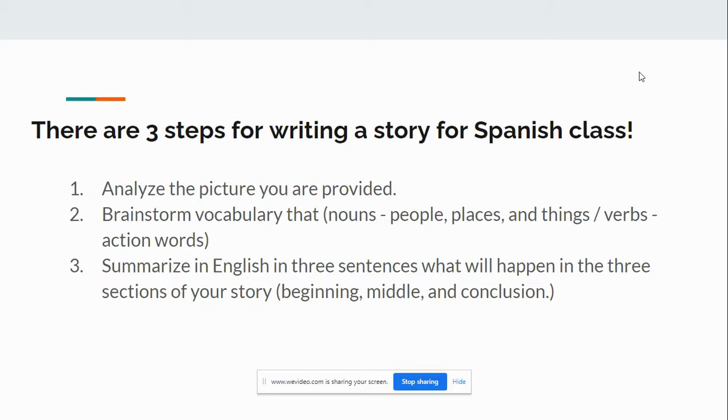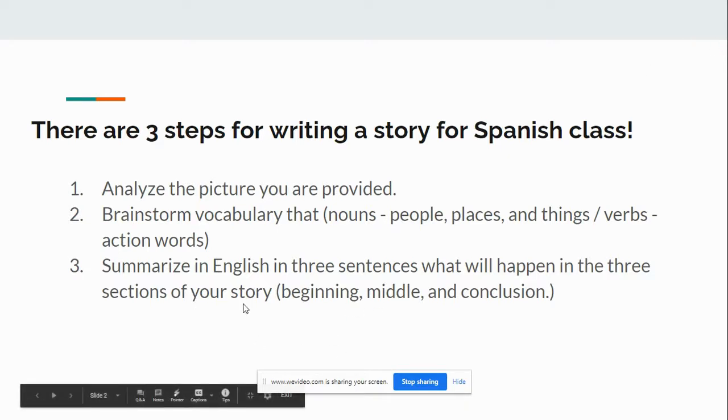Summarize in English 3 sentences that will happen, and we're talking like long run-on sentences. I'm going to show you what I mean, because you're not graded on it, so there's no reason to put too much punctuation or care if it's a run-on sentence. Basically, 3 long sentences about what will happen as a summary of your story for the beginning, middle, and end. I'm going to show you examples of that as well.